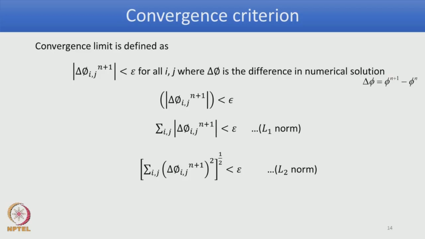We will talk about this convergence criteria in a later class also, with a different explanation. So, convergence is also decided based on the previous value and the present value.